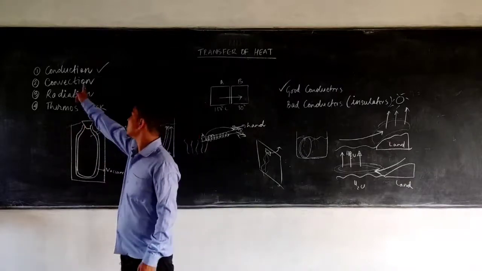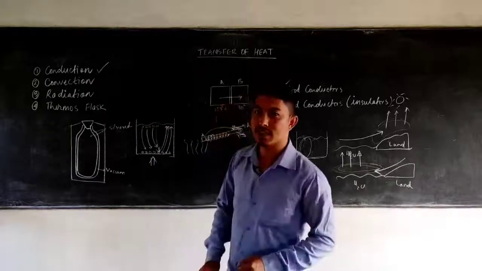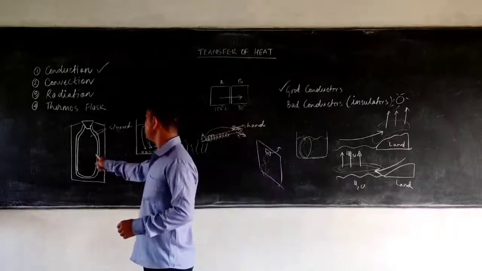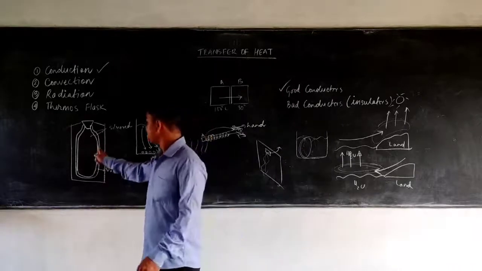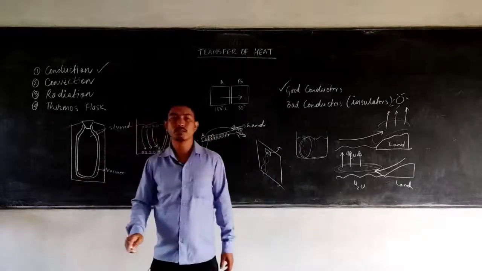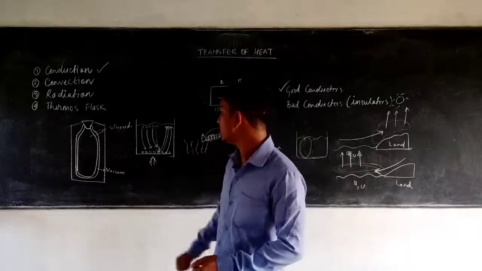Now by the process of convection: convection occurs through fluids, but here the space between the two glass vessels is empty. So we can say that heat is not lost by convection, because between the two vessels there is nothing, it is empty space.